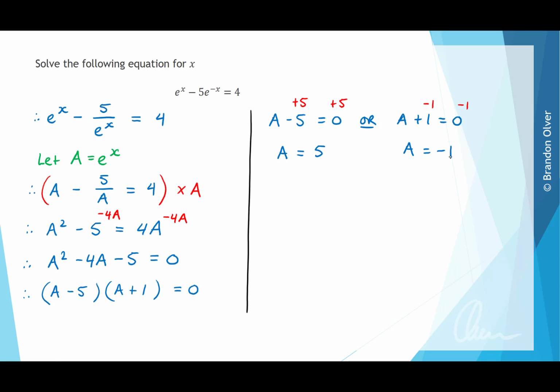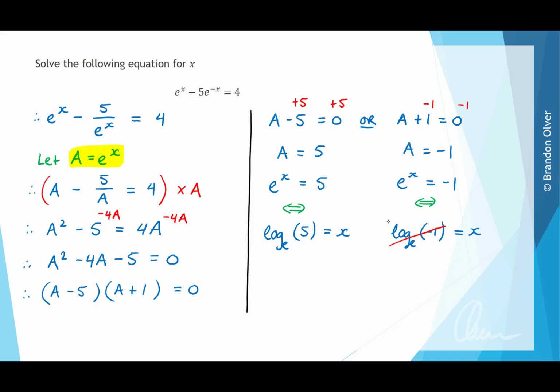However, we knew that a equals e to the power of x, so we're going to substitute that back in. So we say that e to the power of x could equal 5, or e to the power of x could equal negative 1. And we can now use an equivalent log statement to find the values of x. So for this first part, we're going to have log e of 5 is equal to x. And taking an equivalent log statement of the second part, we have log e of negative 1 could equal x.